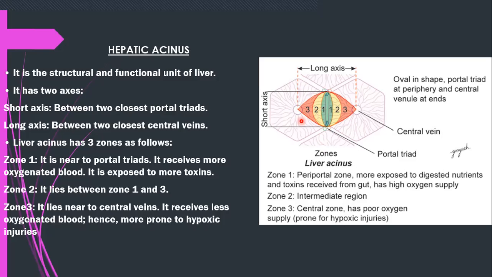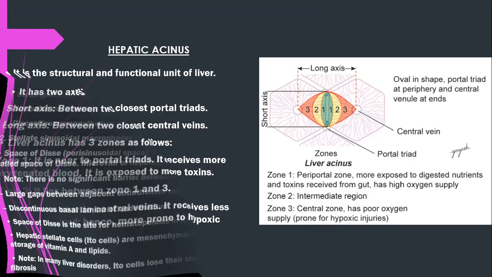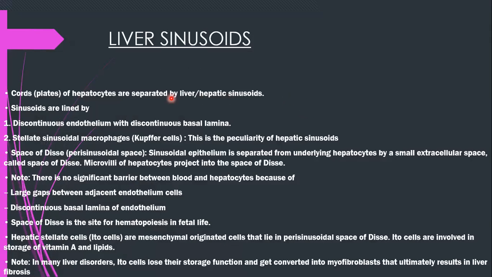Then zone 3 is the one which lies farthest from the hepatic arteriole, but near to the central vein. It will receive less oxygenated blood, but it is the one less prone to toxins present in blood, but it is more prone to hypoxic injuries. Okay, it may suffer the consequences of low oxygen concentration. Then let's look at the liver sinusoids.